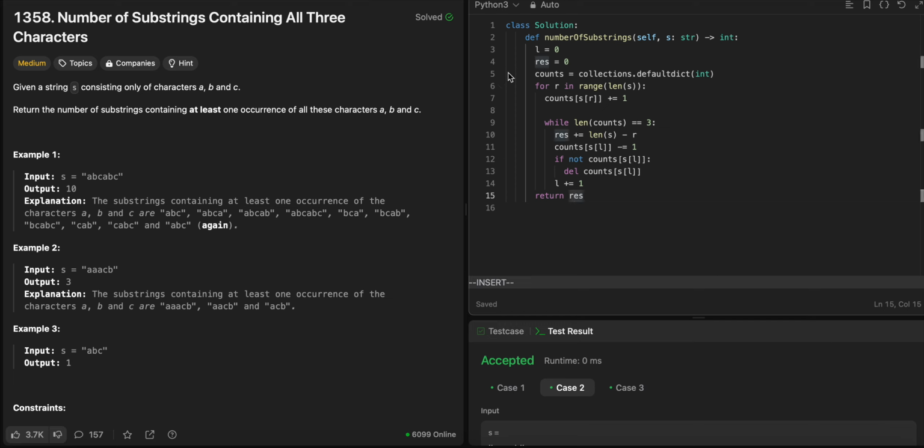So time complexity wise, this is O of n, and the count is really constant at this point because you only have 3 characters.